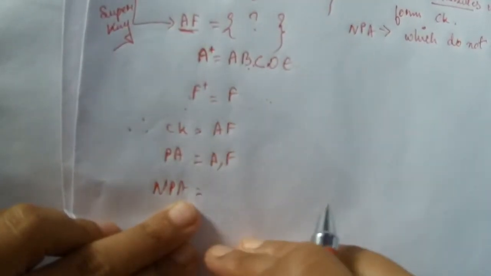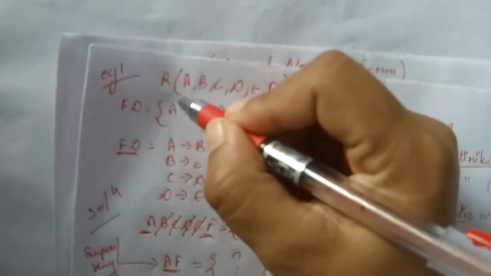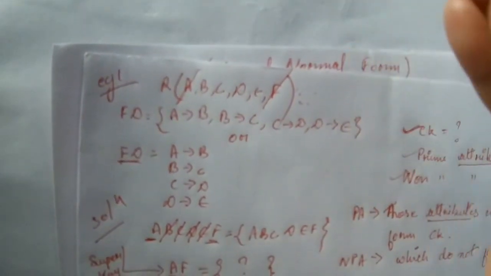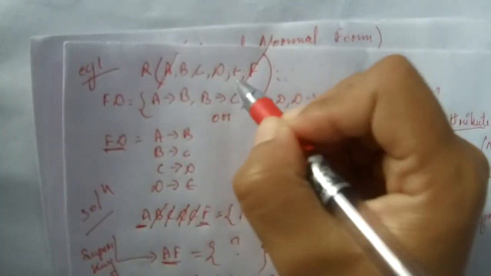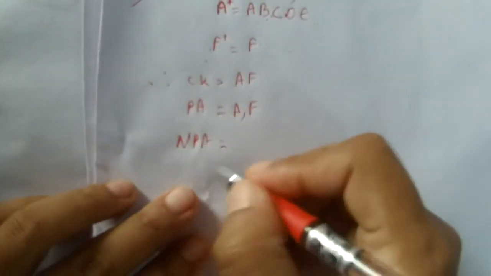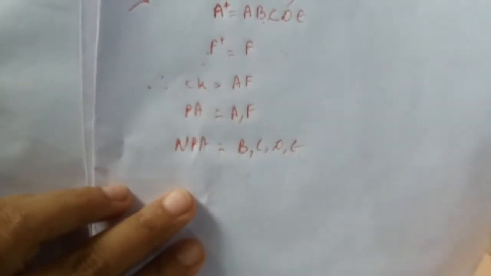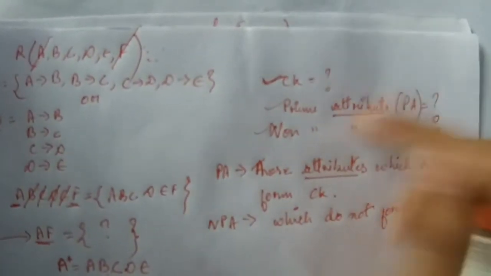So vice versa, take the opposite. We'll just cut this A and F, because they have to form the candidate key. And non-prime attribute means what? It means those attributes which do not form the candidate key. So the remaining attributes are what? B, C, D, E. So these are our non-prime attributes: B, C, D, E. This is how we have found our candidate key, prime attributes and non-prime attributes.